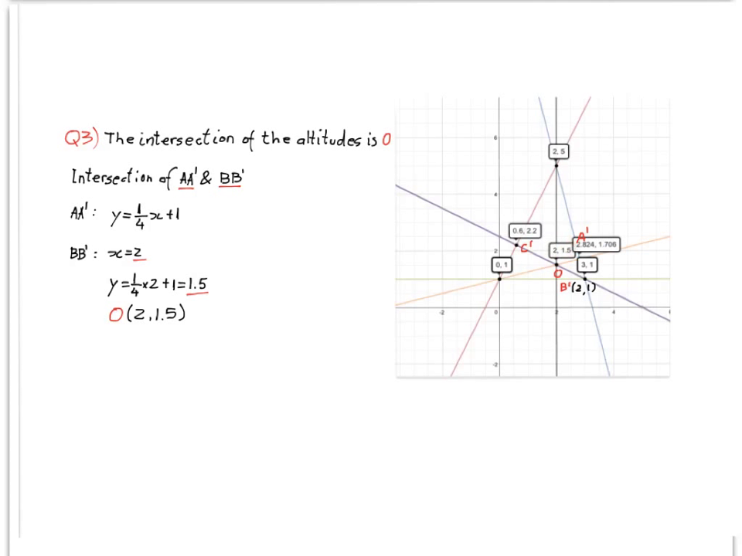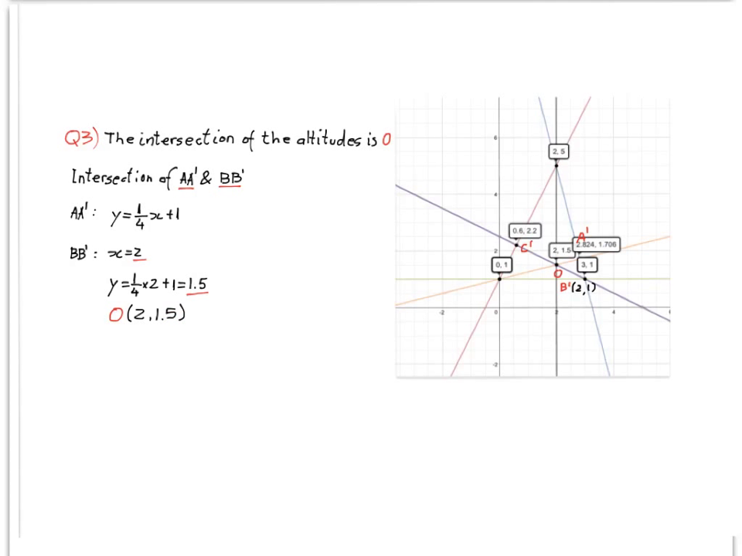For A prime, I've got the equation y is equal to 1 over 4x plus 1, and for B prime, I've got the equation x equals 2. I substitute this x equals 2 into the first equation, and I get y equals 1.5. Therefore, the coordinates of the orthocenter are 2 and 1.5.